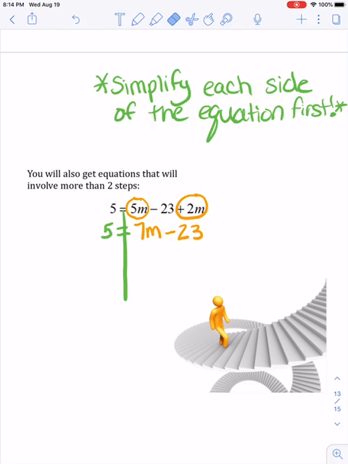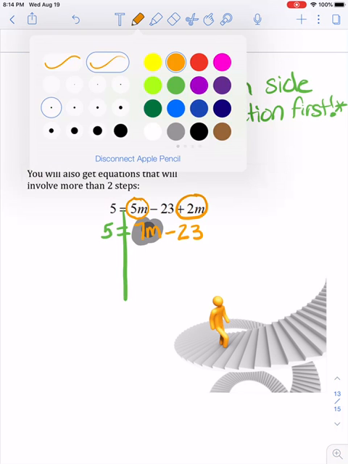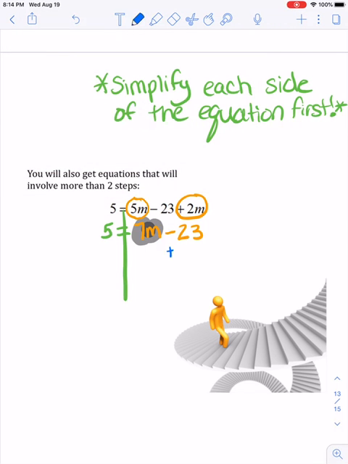So my job here now is to solve for m. So I'm going to go ahead and cover up my m. Right, there's my cover up. Pretend that's your finger. I'm doing PEMDAS backwards. So I'm going to go ahead and get rid of this minus 23. So I'm going to add 23 to the other side. So it gives me 28 is equal to 7m.